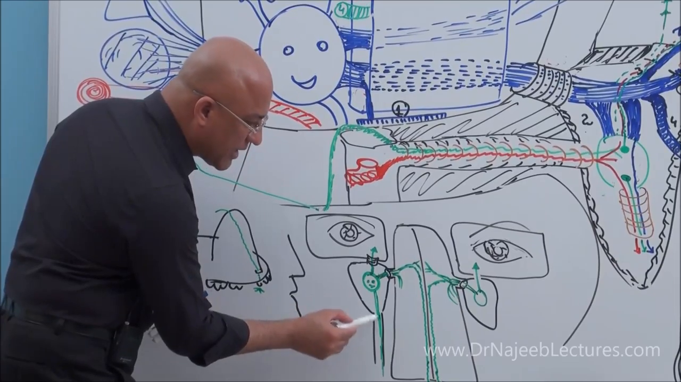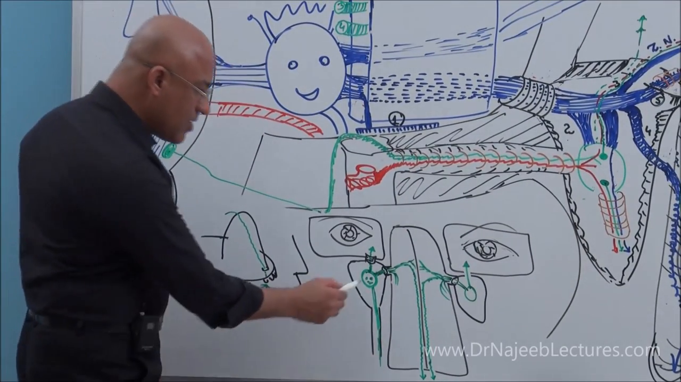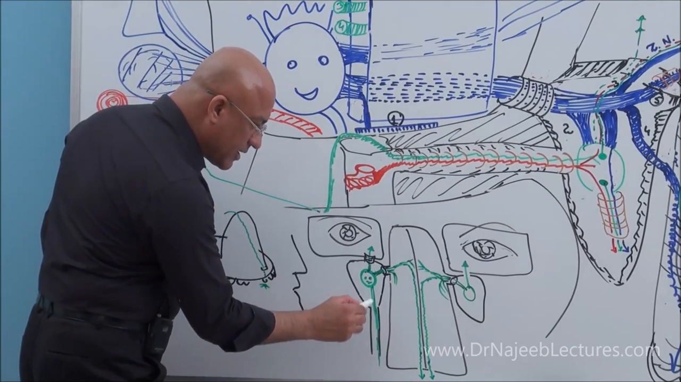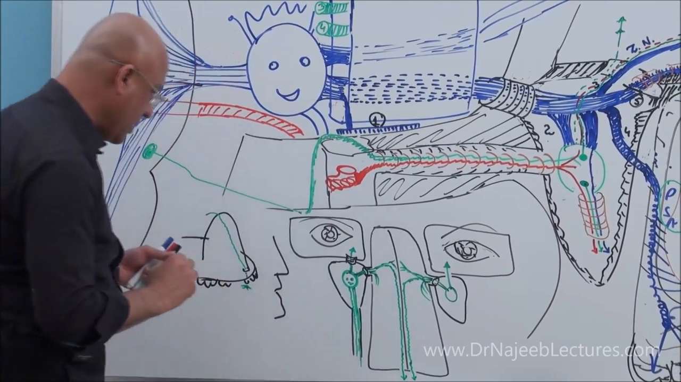These are called palatine nerves. What are these? Because they are going to the palate. These are called palatine nerves. They are greater palatine nerves, and also with them there is lesser palatine nerve, right?